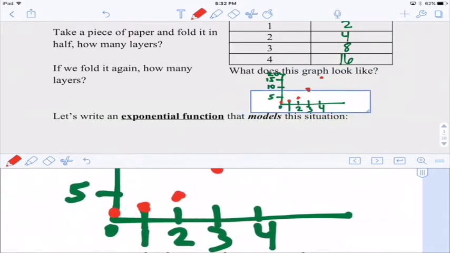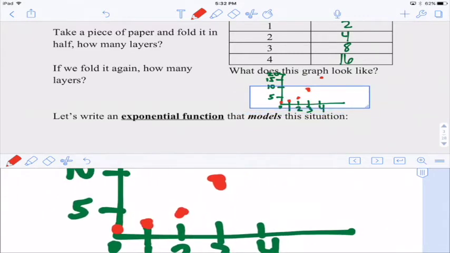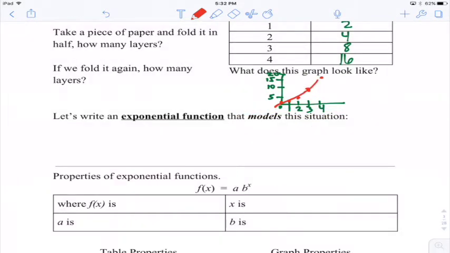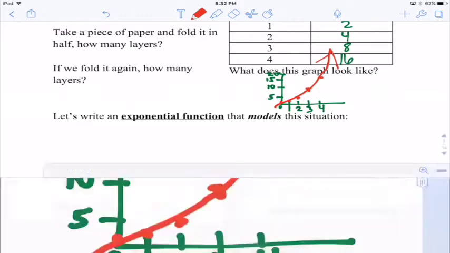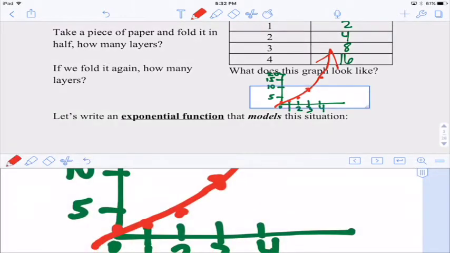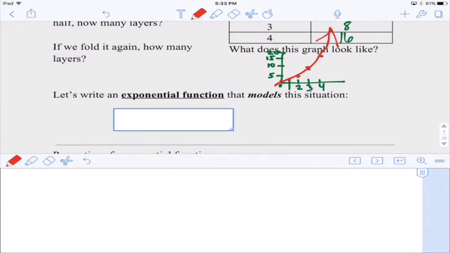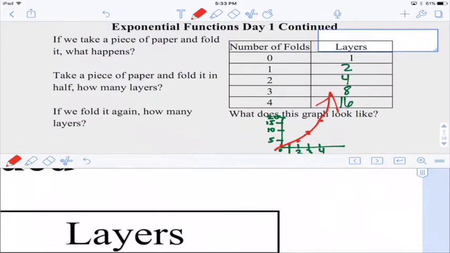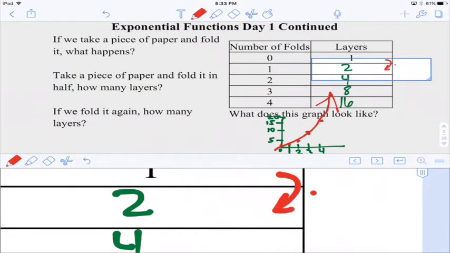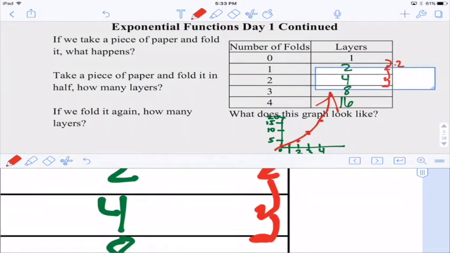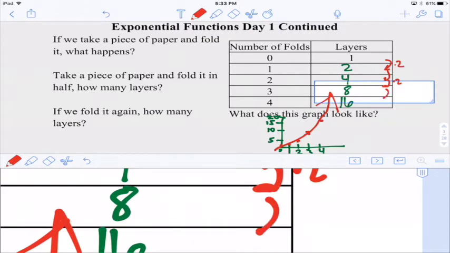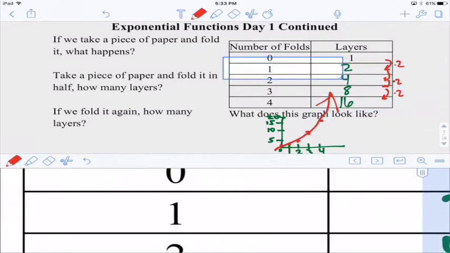So you can see our graph starts off kind of slow and then shoots way up. That's what that looks like. If we keep folding it, it's going to continue growing faster and faster and faster. So let's write an exponential function that models this situation. Remember, we are multiplying by 2 every time. From 1 to 2, we multiply by 2. Then we multiply by 2 again. Then we multiply by 2 every single time as we're going up.